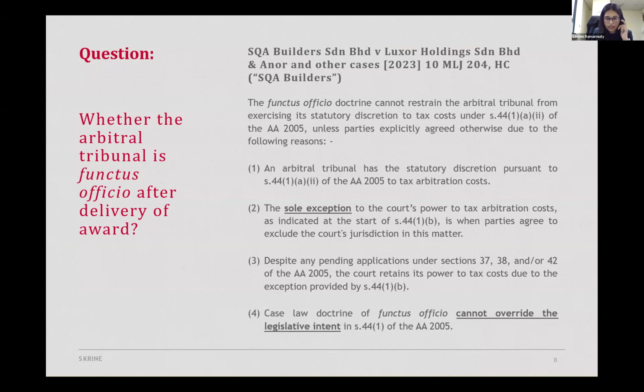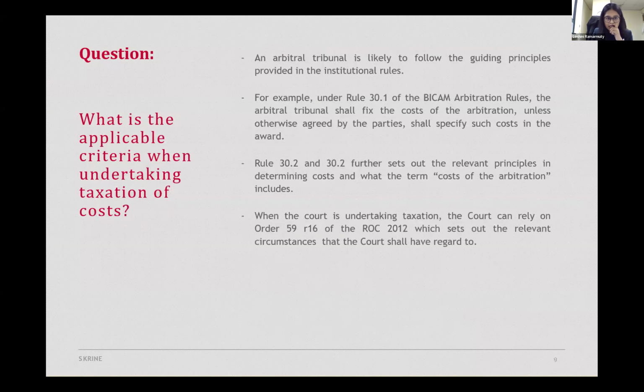There is one last point that I'd like to address before I end, which is what is the applicable criteria when undertaking taxation of costs. We have discussed extensively some of the principles and the interplay between the court and the tribunal's role, but one question remains: what does the tribunal or the court look at when undertaking taxation of costs?